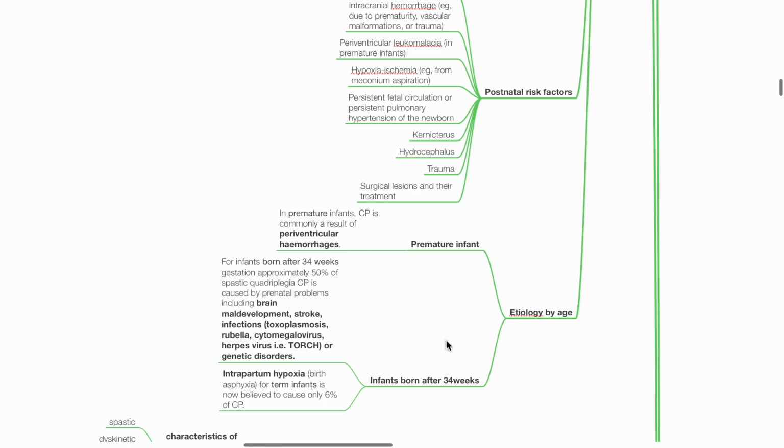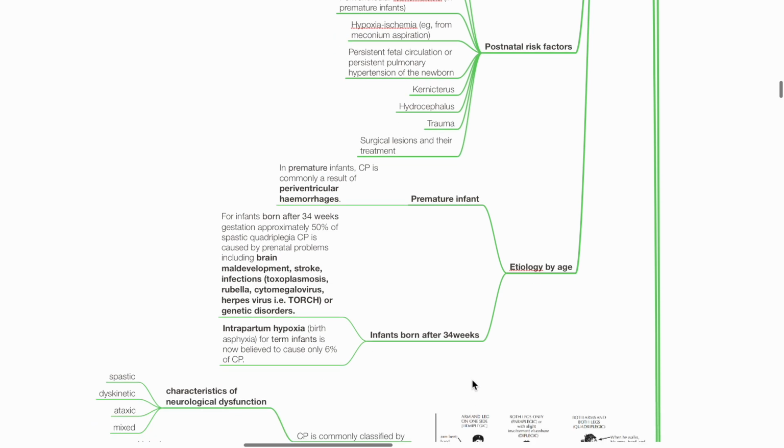Etiology by age. In premature infants, CP is a common result of periventricular hemorrhages. For infants born after 34 weeks, factors contributing to CP include brain maldevelopment, stroke, infections, or genetic disorders. Intrapartum hypoxia for term infants is now believed to cause only 6% of cerebral palsy.